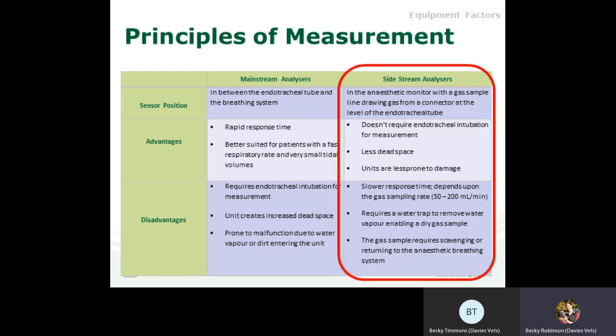The gas samples are taken away from the endotracheal tube and the breathing system at a rate somewhere between 50 to 200 mils per minute, and that varies from monitor to monitor. Which does mean that there can be a delay from the patient taking a breath and it appearing on the capnogram. A higher sampling rate reduces the response time of the monitor, so you get to see your response a lot quicker with a higher sampling rate. But it does also mean that a larger part of the fresh gas flow is lost each minute, which can become quite important or relevant when we're thinking about using low flow anesthesia, particularly with our rebreathing systems.